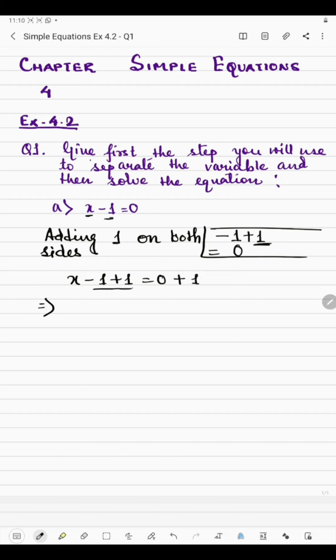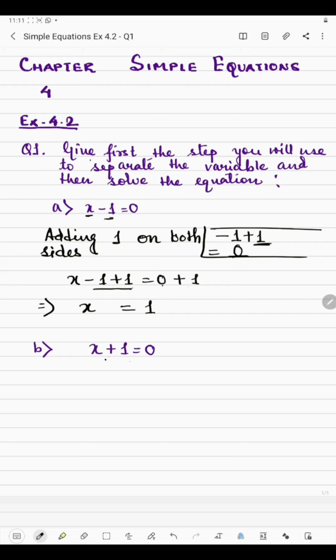Now -1 plus 1 will be 0, right? So it will be x then, and 0 plus 1 is 1. So the value of the variable, which is x here, is 1. Now in the next part we have x plus 1 is equals to 0.